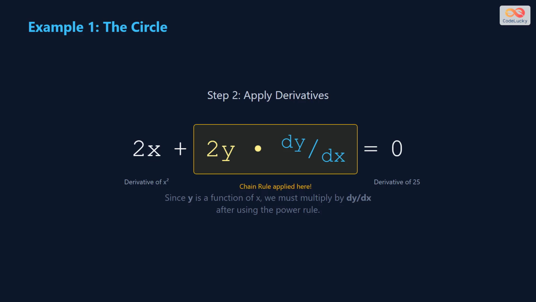Now we compute the derivatives. The derivative of x squared is 2x. For y squared, we get 2y, but because it is a y term, we multiply by dy/dx. Finally, the derivative of the constant 25 is 0. This gives us the equation 2x plus 2y dy/dx equals 0.